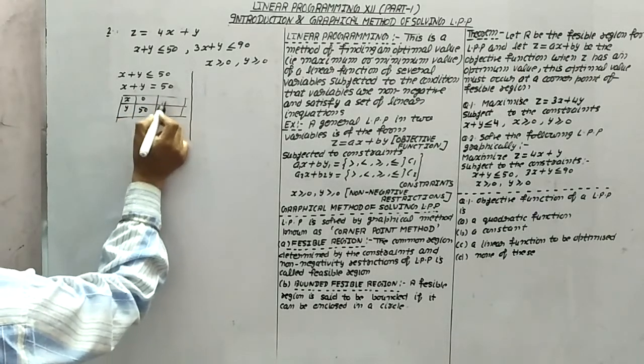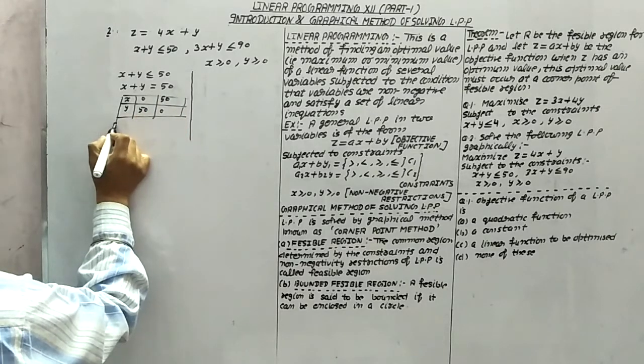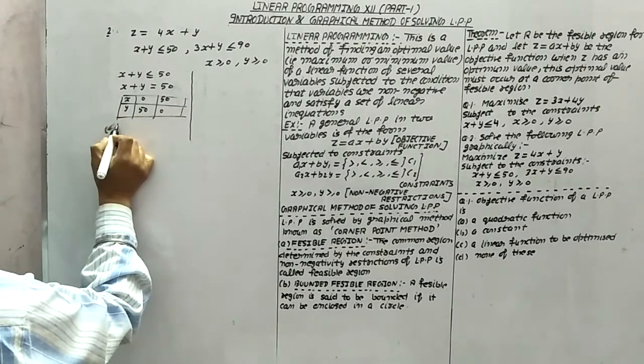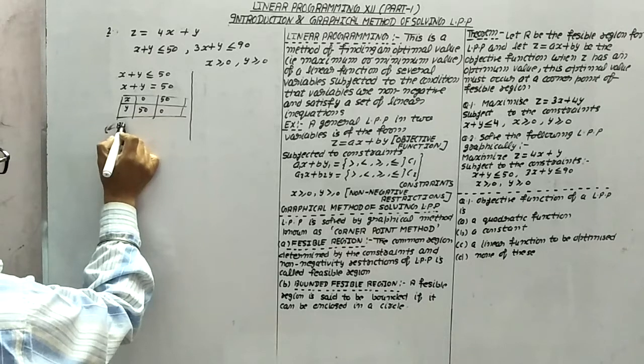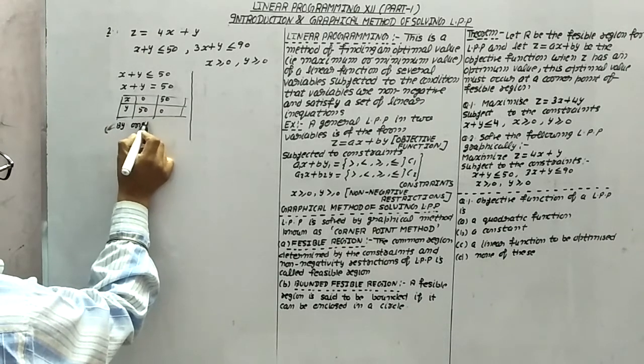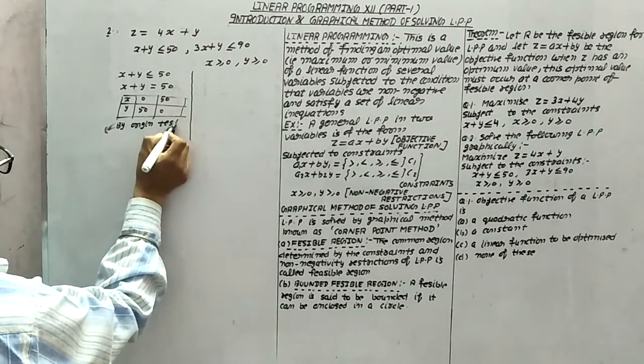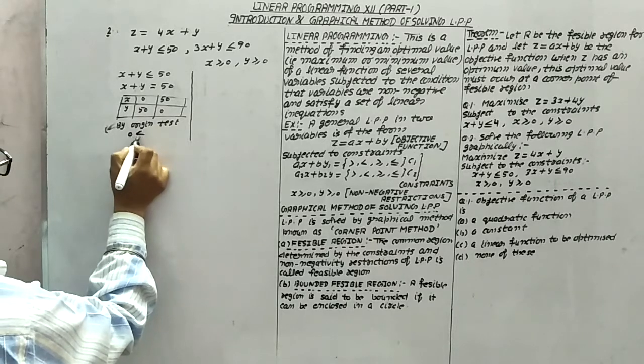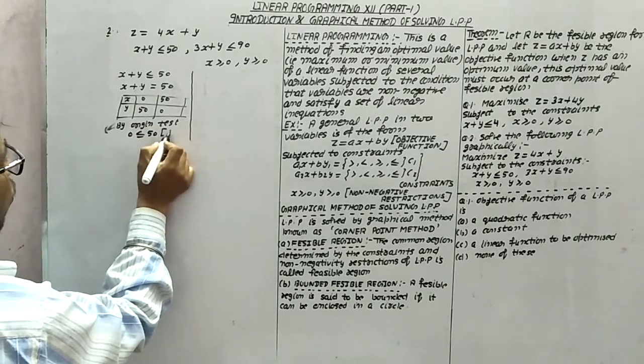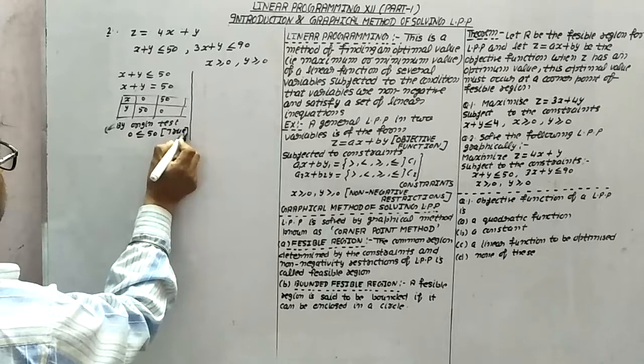If y is 0, x is 50. Side by side, by the origin test, since the line will not pass through the origin, we will find this out by the origin test. We are observing 0 is less than or equal to 50, which is true. So this is the part for this portion.